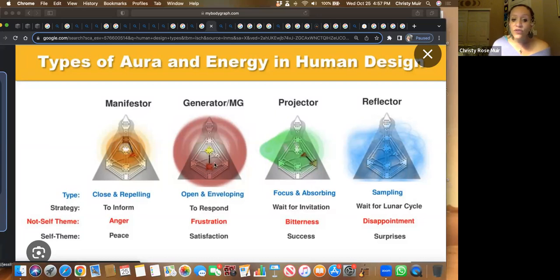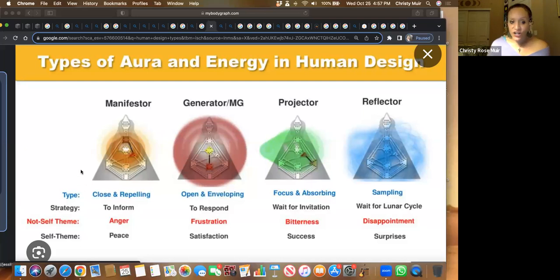You see the generators over here have a red square. Every generator is going to have a red square. None of the other types are going to have a red square. And so the manifestor will have an open sacral center, but they will have a direct connection between one of these four motors and the throat.